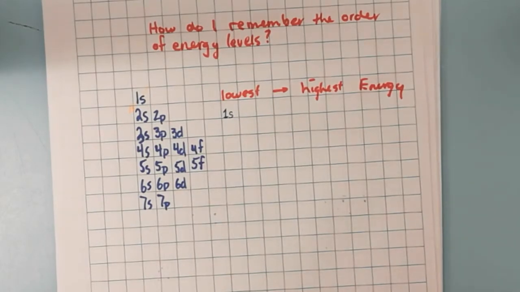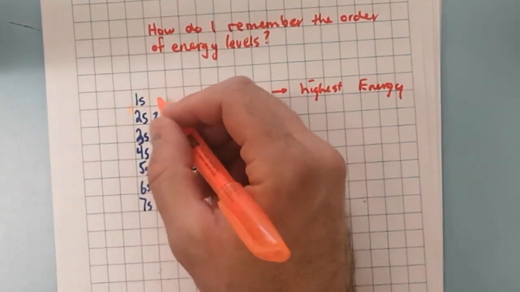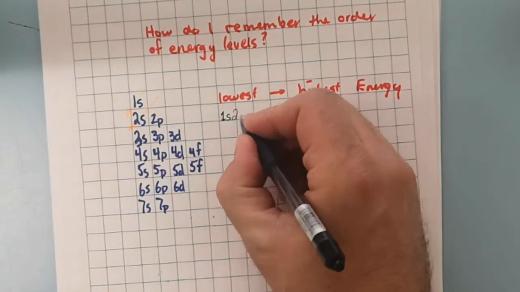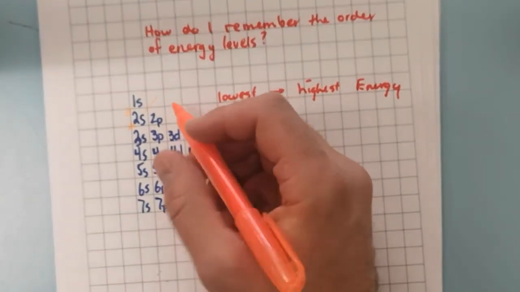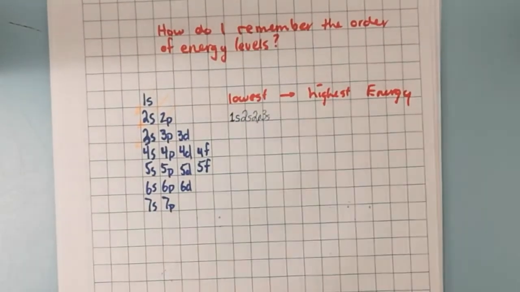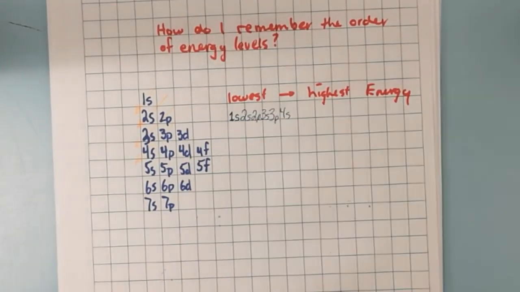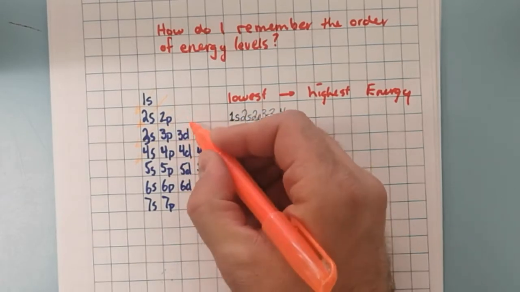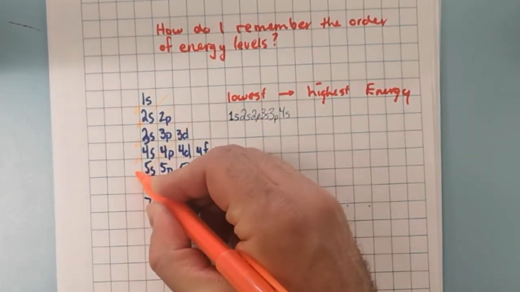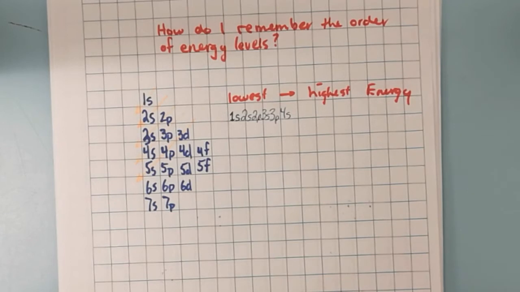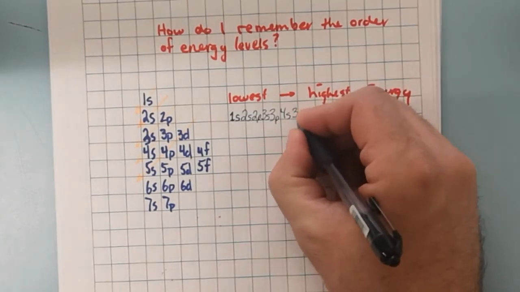The lowest energy level is 1s, followed by 2s, followed by 2p and 3s, followed by 3p and 4s. Then it's 3d, 4p, 5s, and I think you're beginning to see the pattern. Let's finish up.